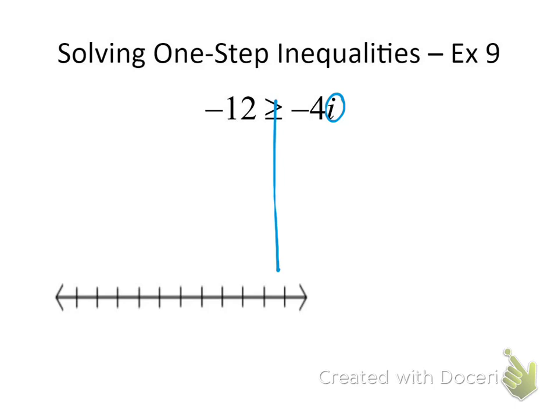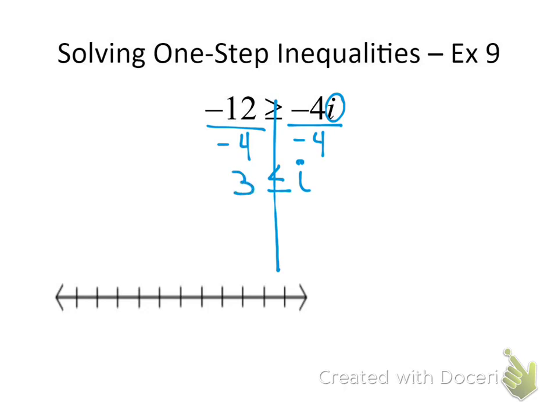Okay, how do I get the I by itself? You've got to divide by negative 4. So when I divide by negative 4, what do I do to my inequality sign? I'm going to flip it because I'm dividing by a negative number. So I have negative 12 divided by negative 4, which gets me a positive 3, good.